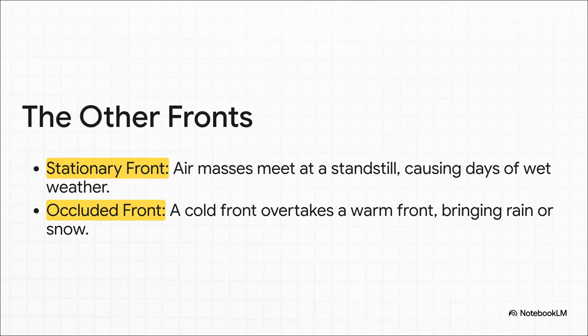And just real quick, the other two. A stationary front is exactly what it sounds like. It's a stalemate. Neither air mass can move the other one, and this can lead to days of just gloomy, overcast, wet weather. An occluded front is a bit more complex. That's when a faster cold front actually catches up to and overtakes a warm front, and that can create a real mix of unpredictable weather.